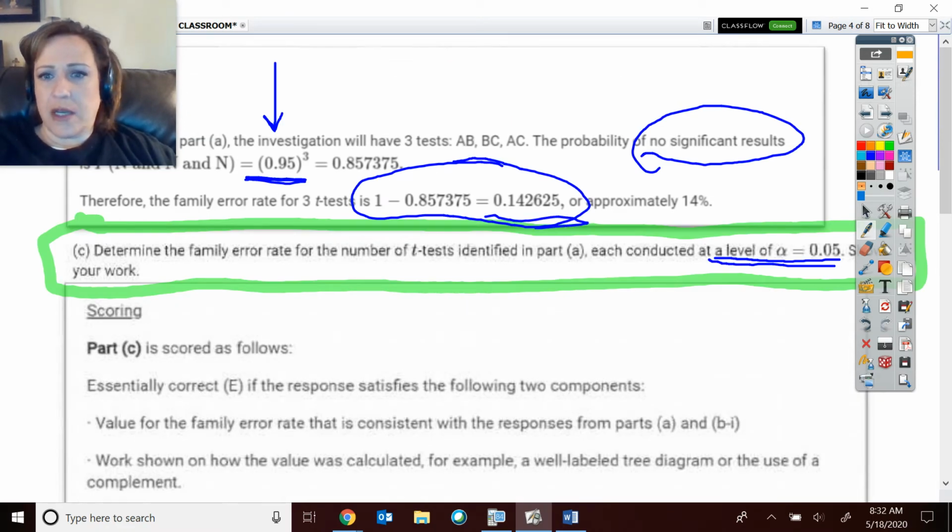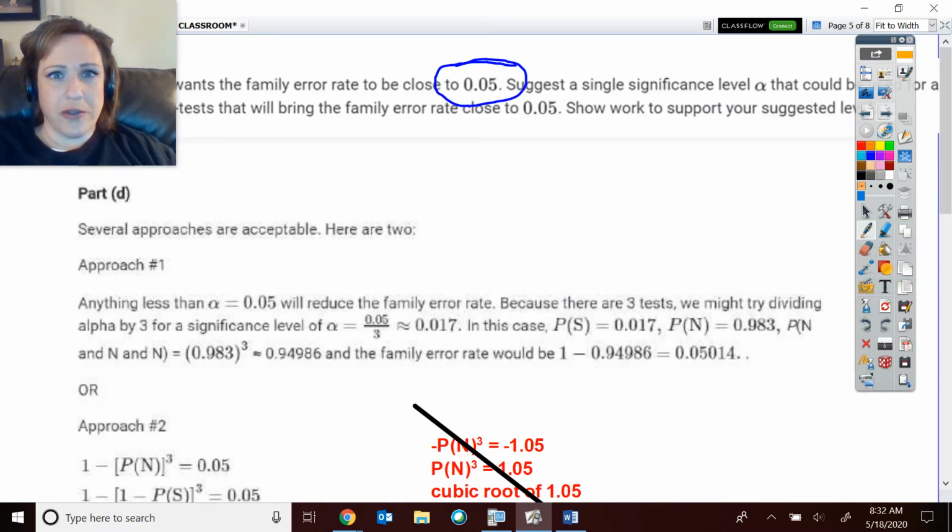See, 0.05. In that case, it's 0.14. Okay, so that's pretty high. They don't like that. So what do we need alpha to be so that when we do 1 minus the probability of none of them, it's close to 0.05 instead of that 0.14?